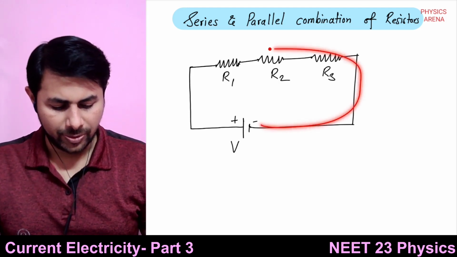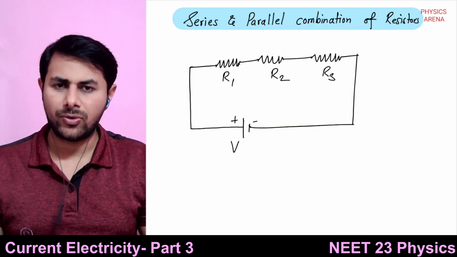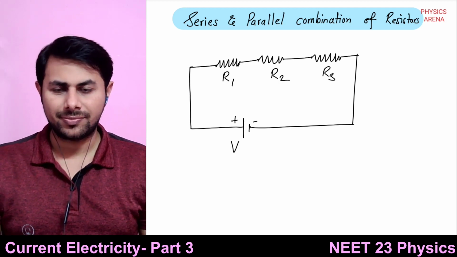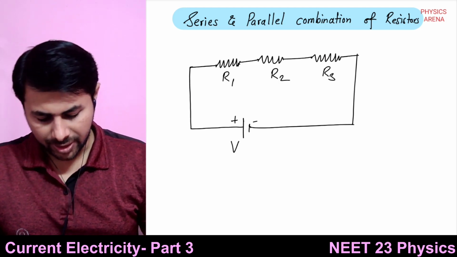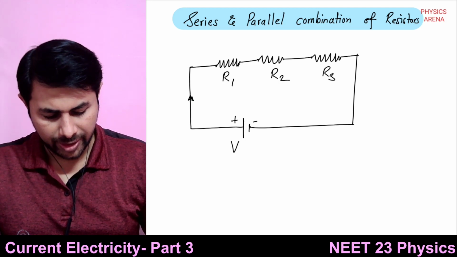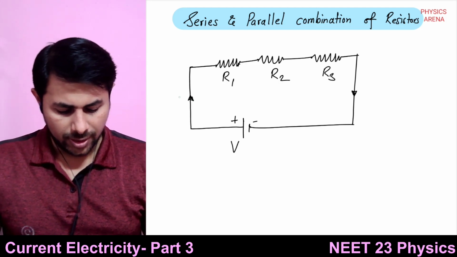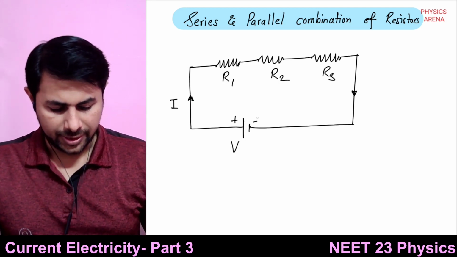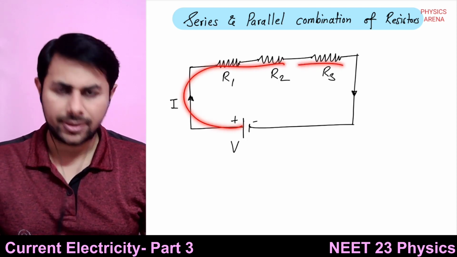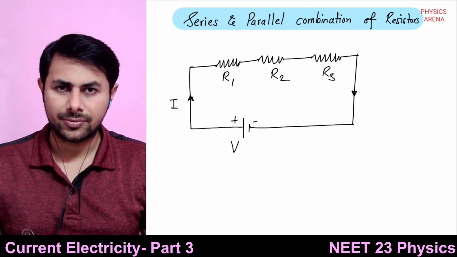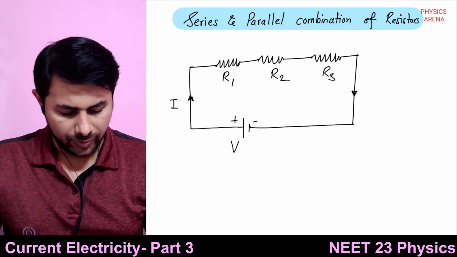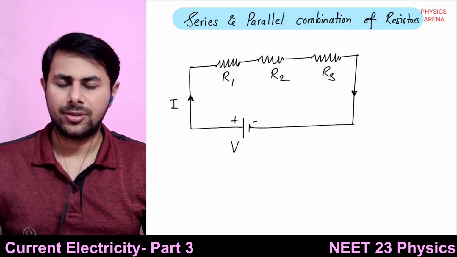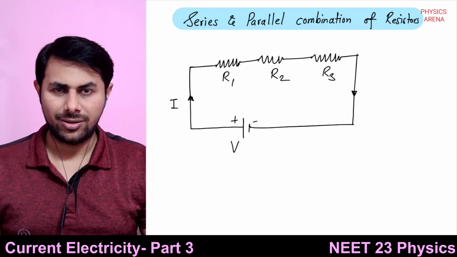Suppose some current is flowing through this circuit. The current flowing through all of them will be common, right? So I can say the same current flows through R1, R2, and R3. Then what is the total potential difference? Total potential difference is V.